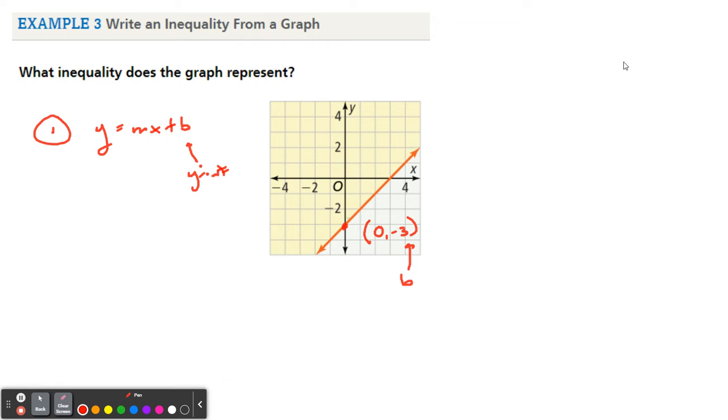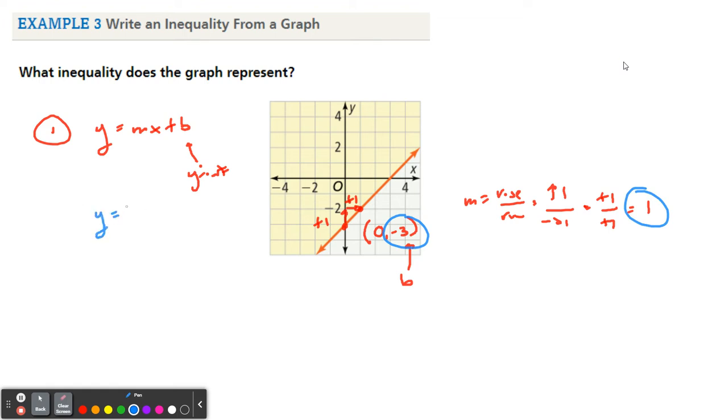Okay. Now the slope. So got to find another nice point. Well, this point's nice right there. Count the rise and run. Up 1, right 1. Our slope, which is rise over run, is up 1, right 1, which is a +1 over a +1, which is just 1. So our b value is -3 and our slope is 1. So watch. Y equals 1x minus 3. You don't need the 1 in front of the x, so this is really y equals x minus 3. So that's the first part.